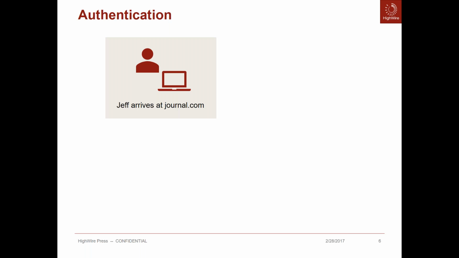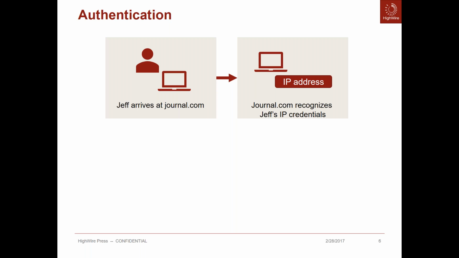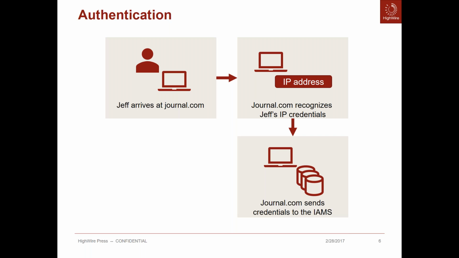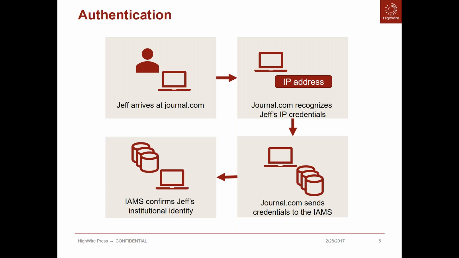In this particular example, Jeff is on campus and he arrives at the journal.com website, and he has IP credentials. Because he is on campus, the IP range associated with his device, whether that's a static computer in a library or his personal device, is still running off of that IP range, provided that his personal device is on the Wi-Fi. Journal.com takes that IP address, that's his credential, and sends that information to the Identity and Access Management System. IAMS is shorthand that does not, in this particular instance, refer to a type of pet food.